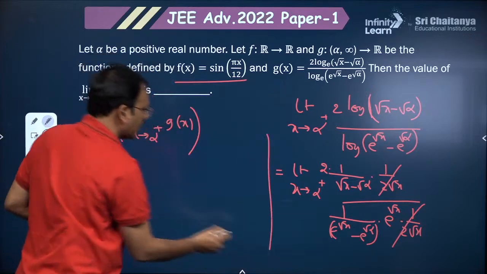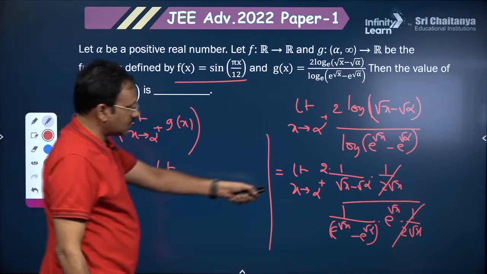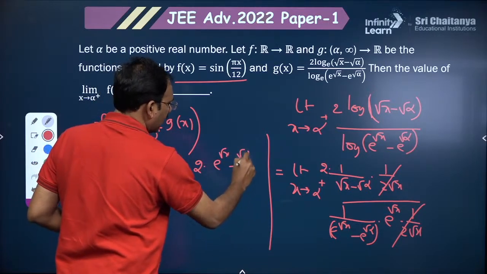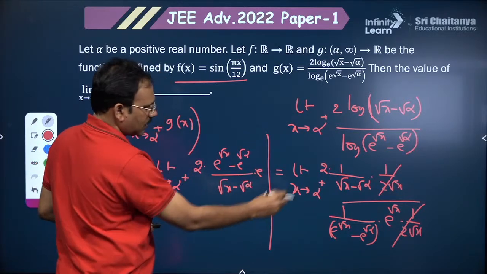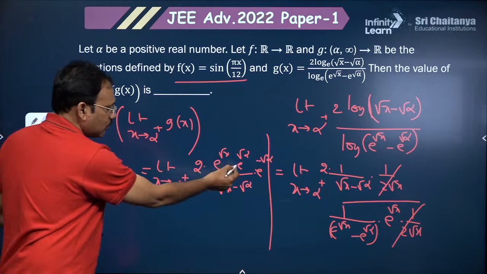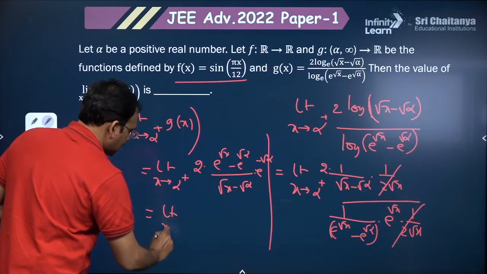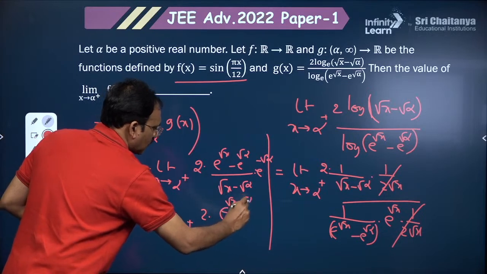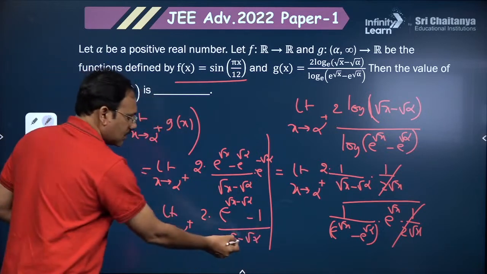So the next step, dear friends, limit x tends to alpha plus. You can just take 2 out, this becomes e^(root x) minus e^(root alpha) by root x minus root alpha, as x tends to alpha plus, into e^(minus root alpha) you will get. Here also you take e^(root alpha) common, these two get cancelled, this will be limit x tends to alpha plus 2 into (e^(root x minus root alpha) minus 1) by (root x minus root alpha), as x tends to alpha this goes to 0.